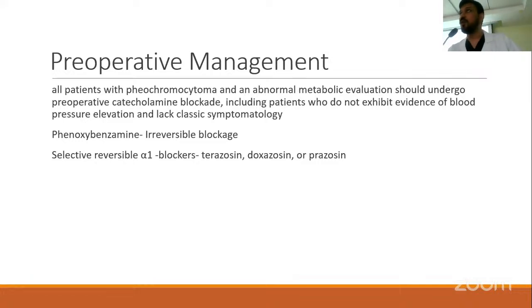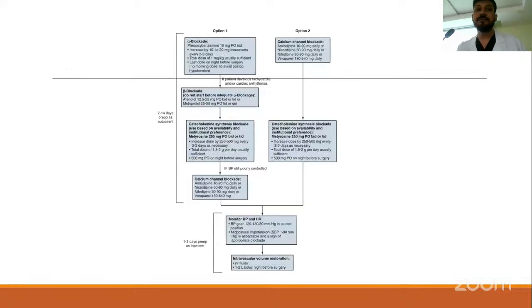Preoperative management: all patients of pheochromocytoma, even if they don't exhibit high blood pressure, should be given alpha blockade before surgery. Phenoxybenzamine is the drug of choice. It is an irreversible blockade. Selective alpha-1 blockers include prazosin, doxazosin, terazosin. We have two options. We can go for alpha blockade and a calcium channel blockade.